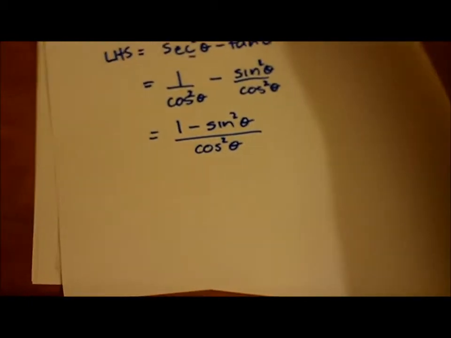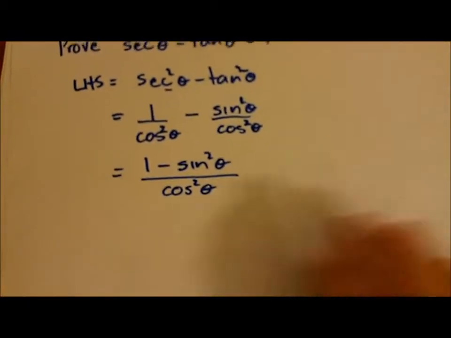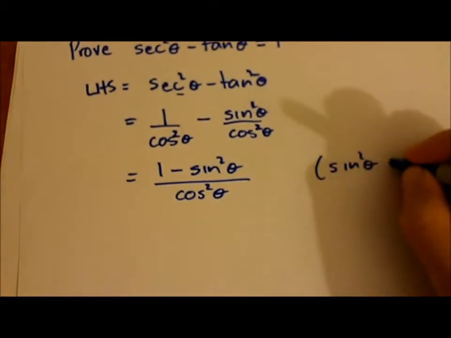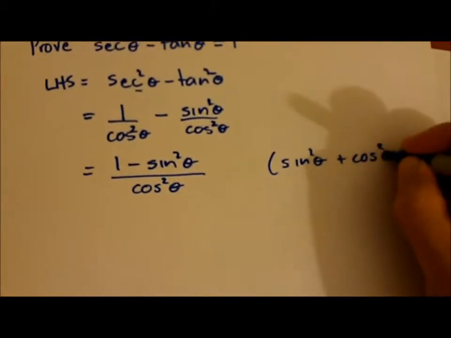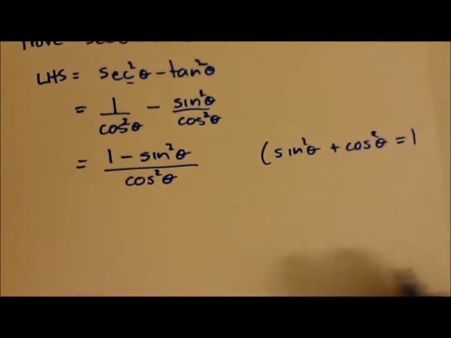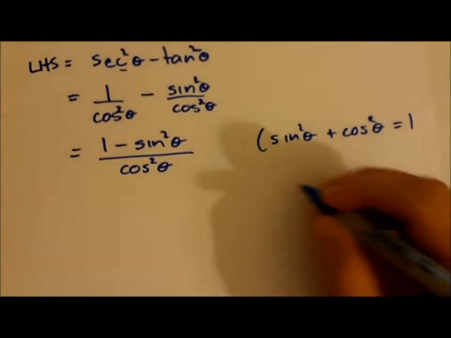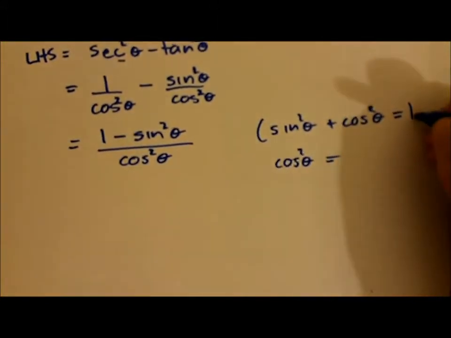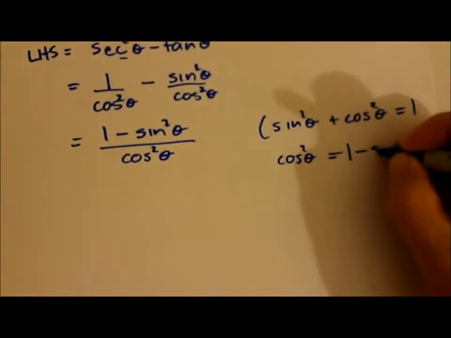Now knowing that sine squared plus cos squared equals 1, I can see that if I rearrange this, I can get cos squared theta must be equal to 1 minus sine squared theta.